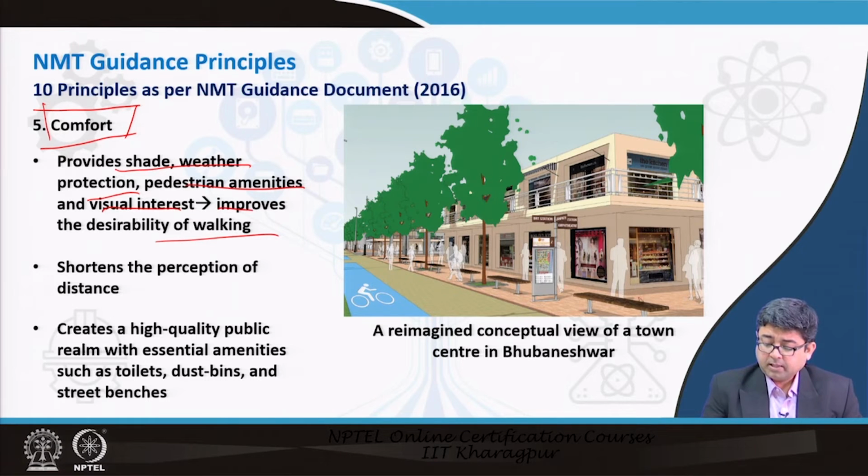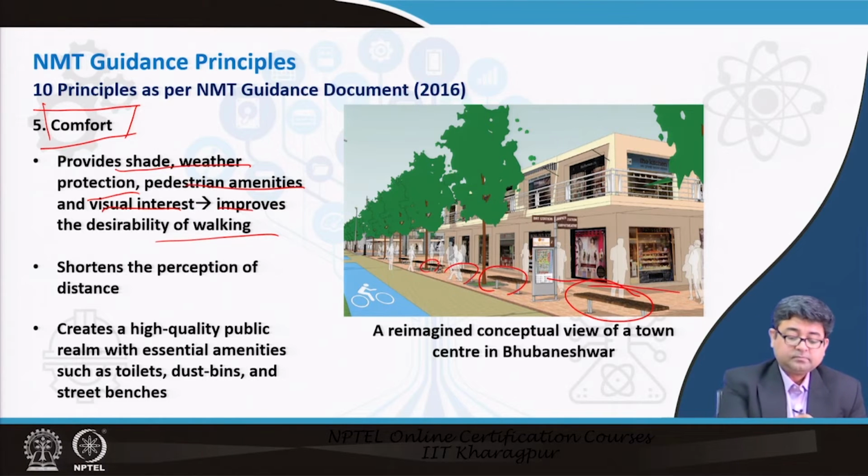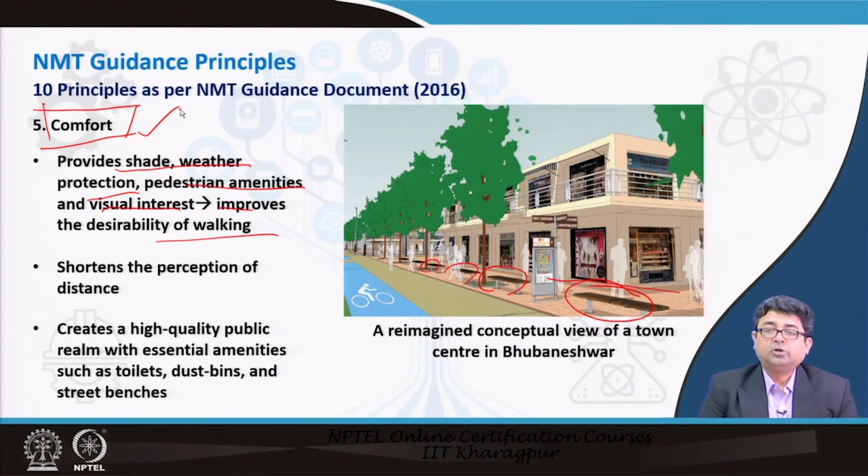So, if you are providing some benches alongside, say, a commercial area where people can just walk alongside, window shop or do whatever they want to do, or maybe there is a cafeteria where they want to sit and have a cup of coffee, all of this provides comfort to the pedestrian, and then he or she would like to walk or use a bicycle. It shortens the perception of distance.